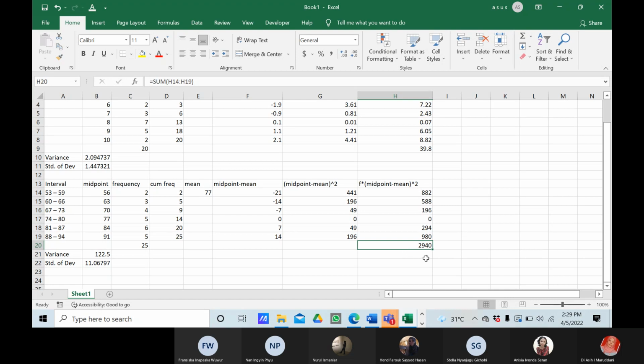We get 2,940. Then the variance will be 2,940 divided by 25 minus 1. We have here 122.5, and the standard deviation is the square root of the variance. Then it is equal to the square root of 122.5.